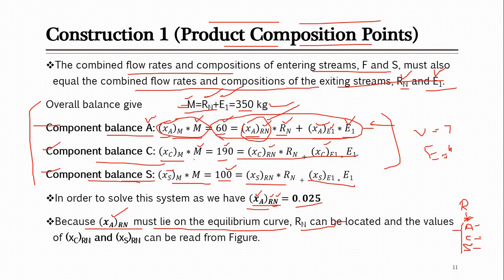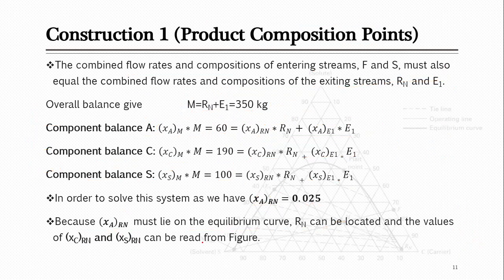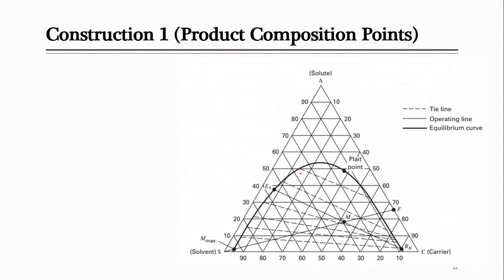When you know A, it is located on the curve, so you can easily find C and S from the figure. That's mentioned here: the mass fraction of C and the mass fraction of S can be located from the figure. So let's look at this diagram, a similar diagram in which we have located point F and S as well as M.